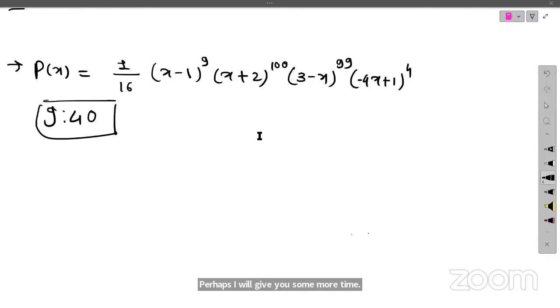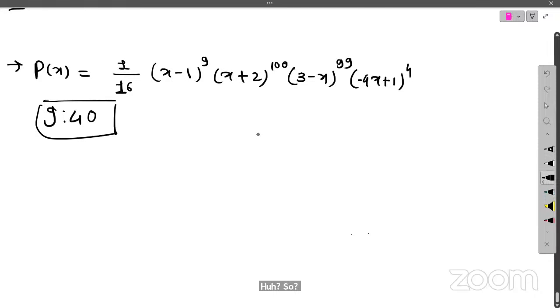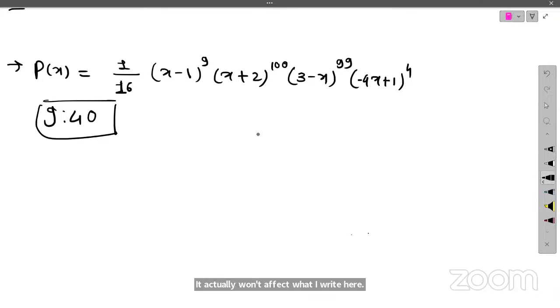Ma'am, 1/16 is a fraction, right? It actually won't affect what I write here. Only the sign of this term matters. Instead of 1/16, I can write 1/16 k. Still, the graph will scale a little bit, but since we are drawing this rough estimate, it doesn't matter to us.